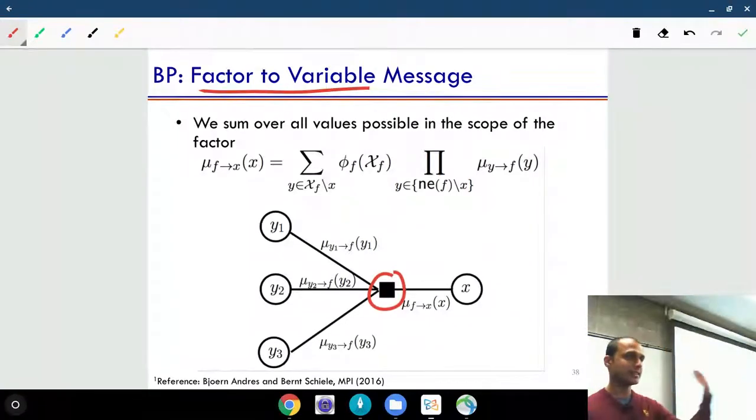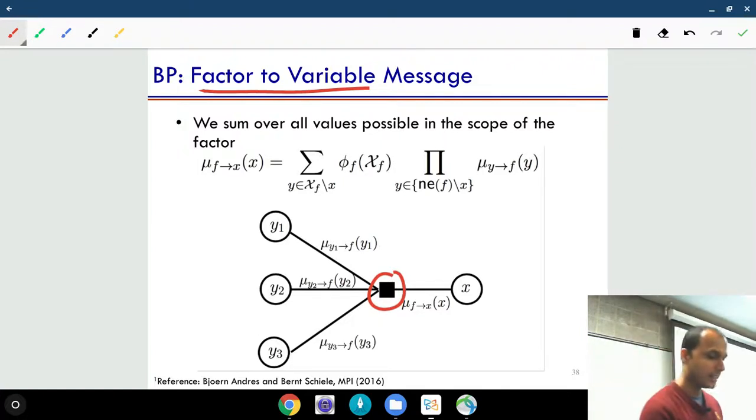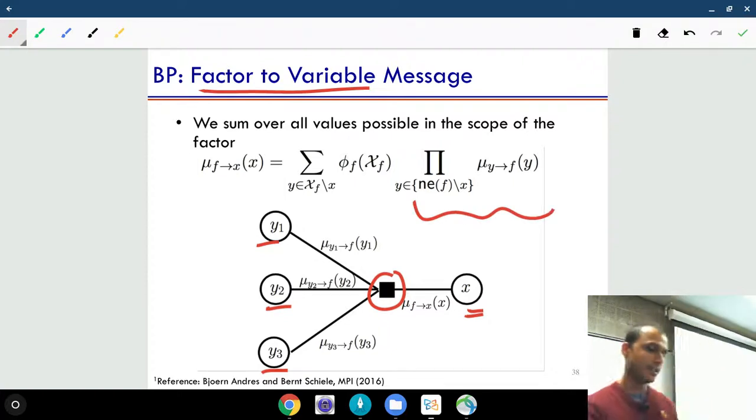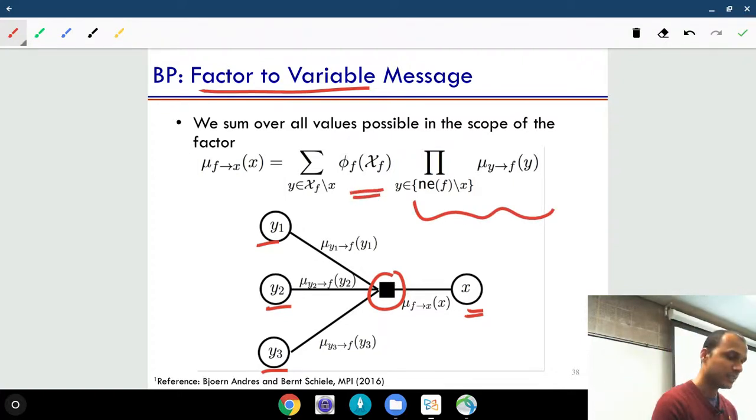This is a factor. It's connected to a bunch of variables. It has a target variable for which it wants to send a message, let's say. Then get the messages from the 3 variables it's connected to in this example, and I want to send a message to X. Then first multiply all the 3 messages. They are of the same dimension. Then multiply it with the local factor function.